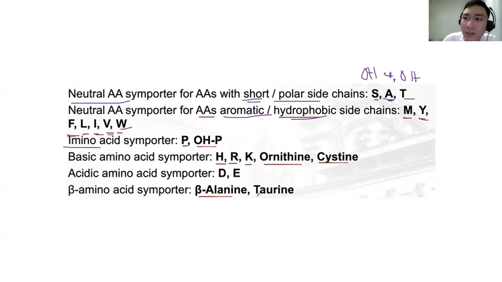So imino acid, which is our secondary amino acid natin. Kasi di ba yung amino group niya, yung alpha amino group niya, naka-ring. Di ba? That's your proline and hydroxyproline. For basic, so yung classic natin, si histidine, arginine, and lysine. But you also have ornithine and cysteine. For acidic, syempre, si glutamic acid and si aspartic acid. Di ba? And for beta amino acids importer, you have beta-alanine and taurine. Okay? So beta for beta-alanine.